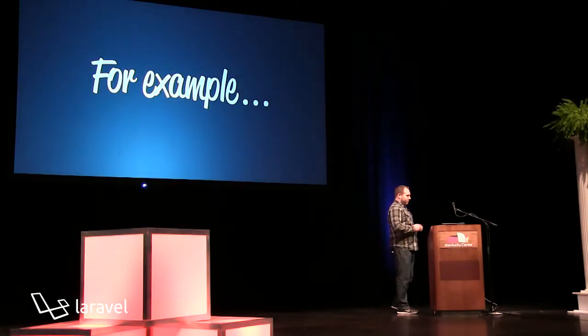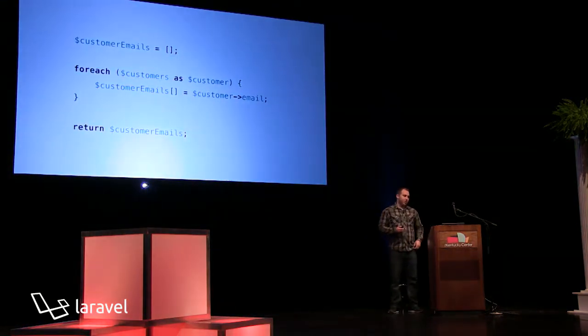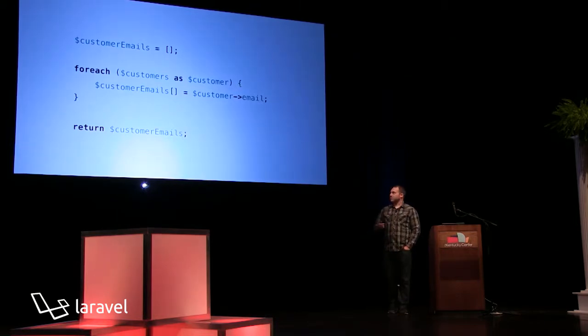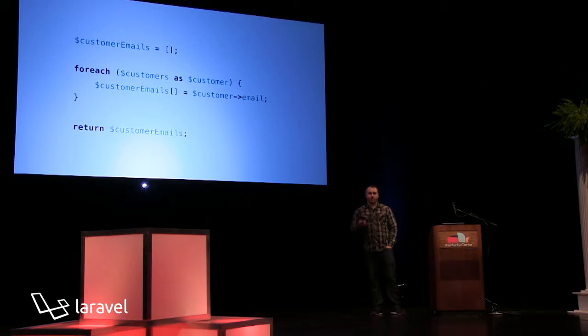So for example, here's a little bit of code where we're trying to get the email address from a bunch of customers, right? We start with an empty array of customer emails. We loop over the customers. We pull out that customer's email and stick it in the array, and then eventually we return those customers' emails. This is a pattern that you've probably seen in a lot of code bases all over the place.